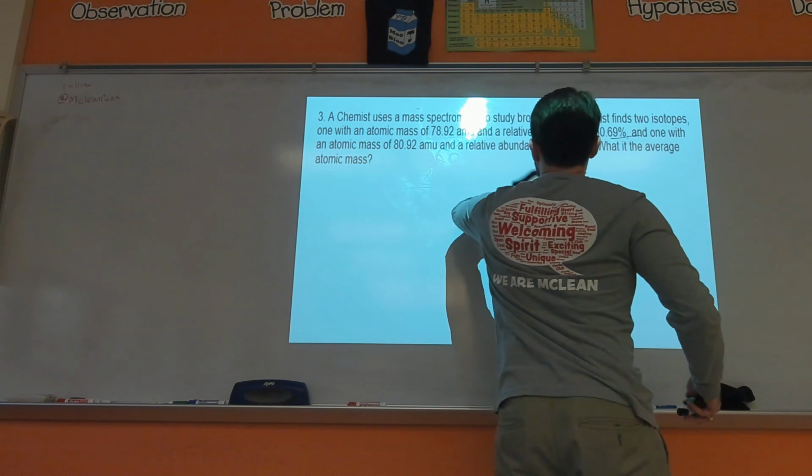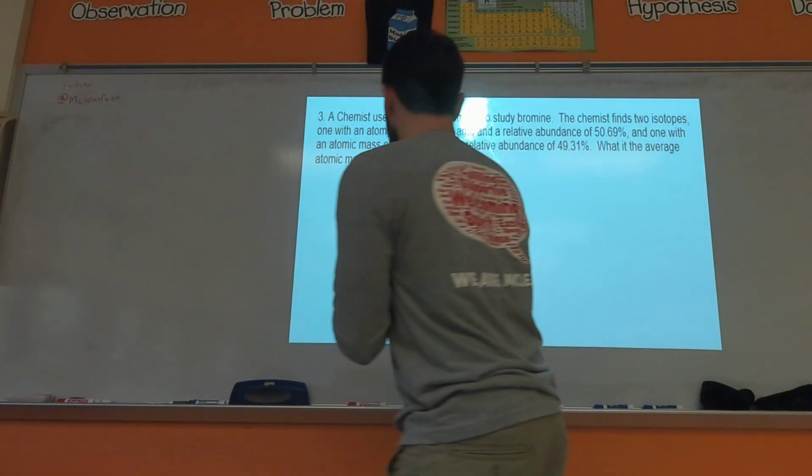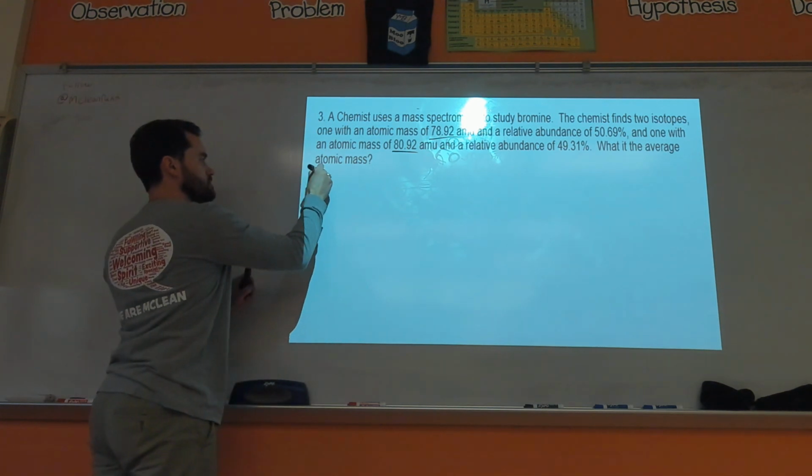A chemist uses a mass spectrometer to study bromine. The chemist finds 2 isotopes. One has a mass of 78.92 and an abundance of 50.69. And then you have a mass of 80.92 and an abundance of 49.3. Asking us then for the average atomic mass. So what you want to do is write out your masses. So we have 2 masses here, 78.92 and 80.92. So write those out.